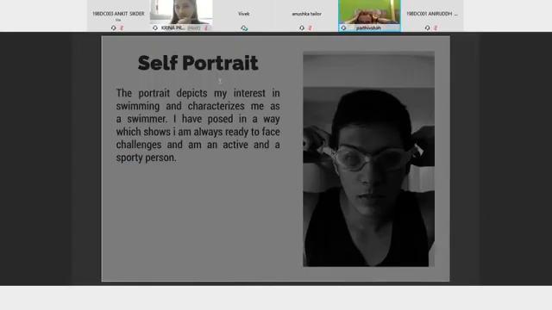Yes, sir. So this is basically a self-portrait of mine. I made it this way because I'm more of a person who is interested in swimming and sports. That's how this picture characterizes me. I made a pose like this just to show that I'm active and I would like to face new challenges, and I'm ready to face what is coming towards me.